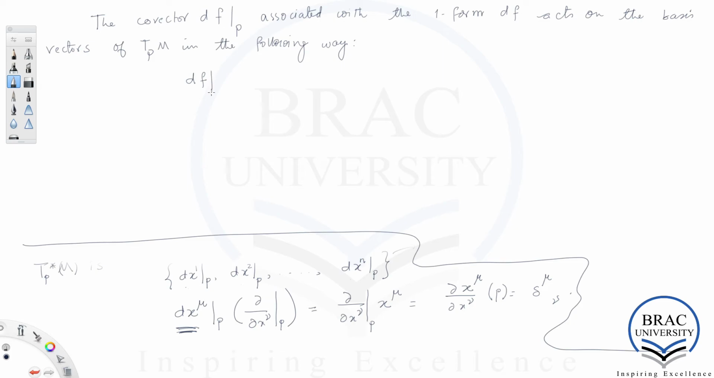df at p acting on del by del x mu at p. Okay, and this is nothing but what we have discussed. From what we have discussed so far, it's going to be del f by del x mu at p, which is the number, right? Okay, and we know that we have called it earlier like this, right?